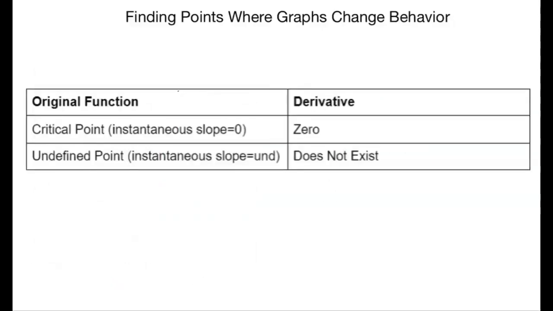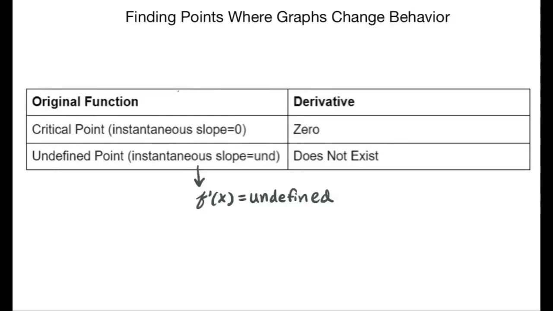Undefined points are points where the original function and first derivative are undefined. If the original function is undefined at a point, the first derivative will also be undefined at that point. So you can use either the original function or the first derivative to determine the points where the function is undefined. Does the graph behavior change at an undefined point?